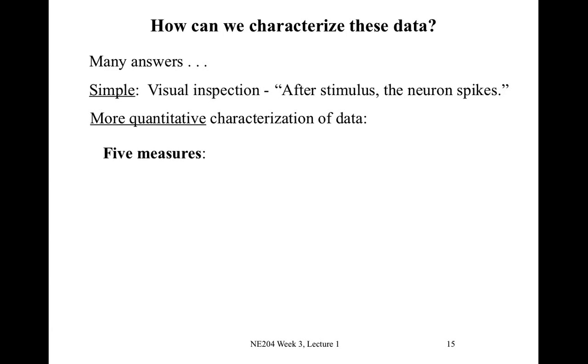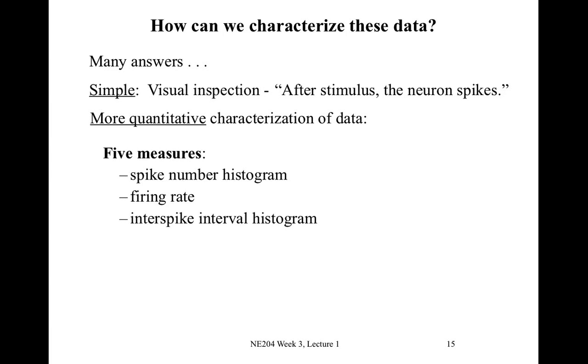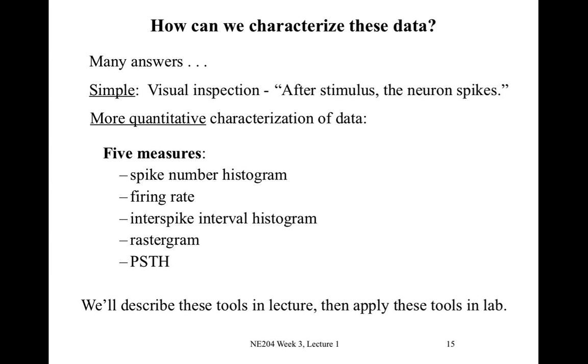And we're going to discuss 5 measures here. We'll compute the spike number histogram, what's called the firing rate. We'll look at the interspike interval histogram, the rastogram, and the post-stimulus time histogram. So these are 5 measures we're going to summarize here in this lecture and on Wednesday, and then we'll implement in MATLAB on Friday. So again, we'll describe these tools first. You'll see some examples, and then we're going to apply them and actually use them in practice.